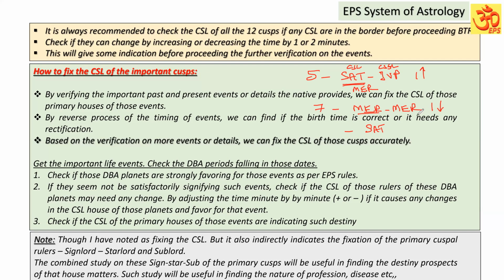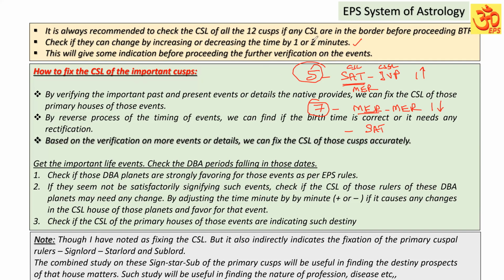So any change in the birth time can lead to a change in the cuspal sublot, and that could lead to a change in the house matters of a planet, and that can lead to a change in the key planet strength, that can lead to a change in the destiny, and that can lead to a change in the timing of events also. I hope you have understood what I'm trying to say. So check if any change occurs by increasing or decreasing the time by 1 or 2 minutes, and this will give some indication before proceeding with further verification on events related to these houses.